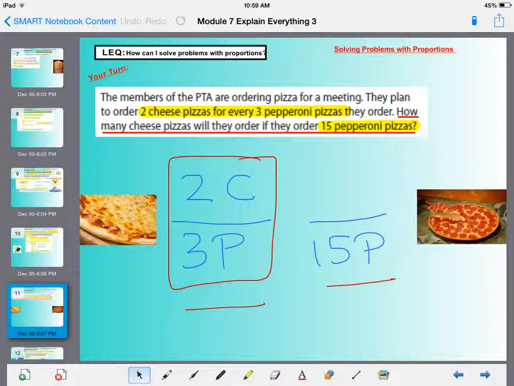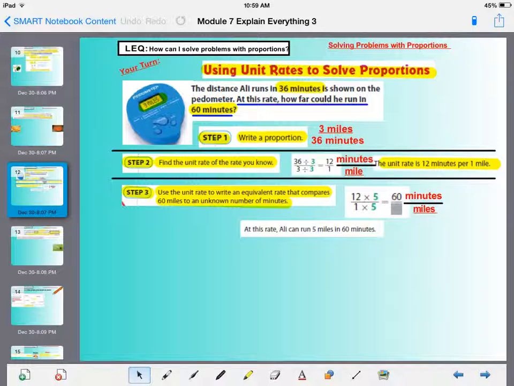And then we have to determine, to get from 3 to 15, we're getting bigger, so we know we're going to multiply. 3 times 5 is 15. What I do to the denominator, I do to the numerator, and so 2 times 5 is 10, and my answer is 10 cheese pizzas. In this example, we see the importance of using unit rates to solve proportions. The information given is that this person runs 3 miles in 36 minutes, and that information is given right here. 36 minutes shown on the pedometer.